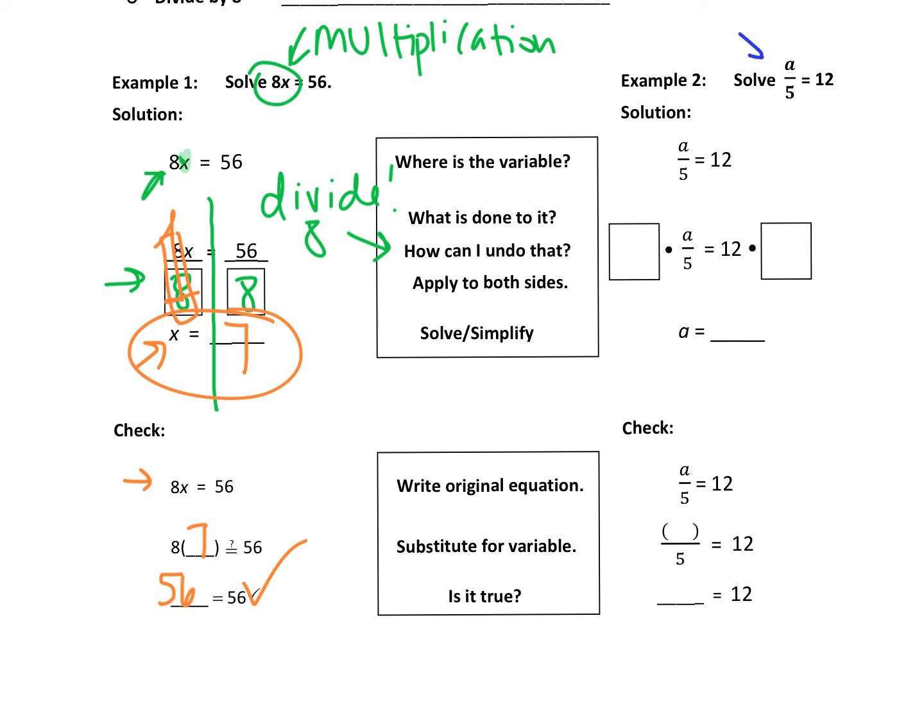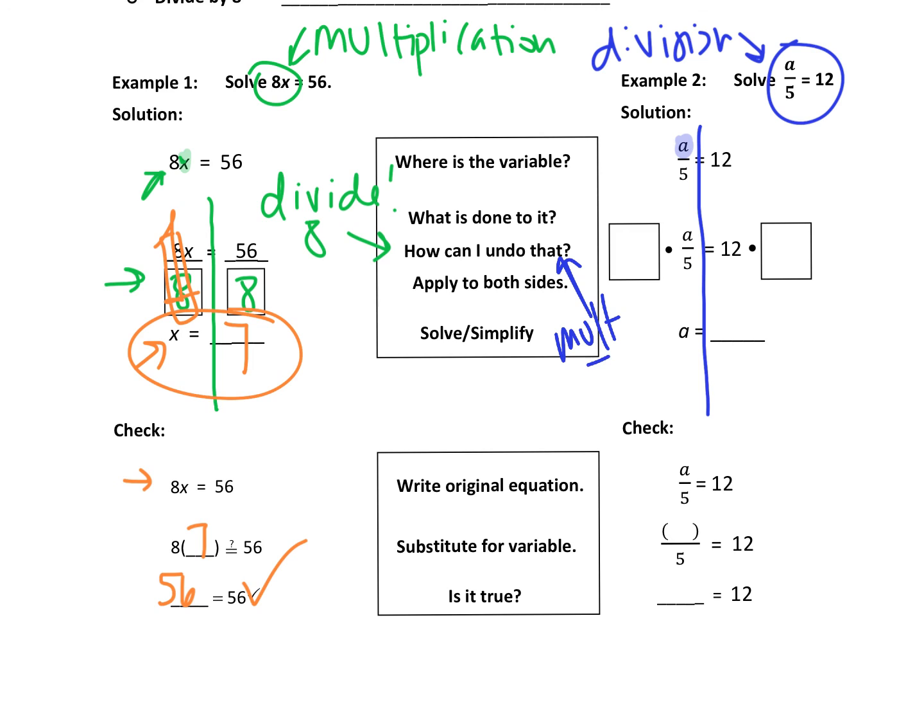Now, this problem over here is division. We won't be seeing division symbols. We now see fraction bars as division. So that problem right here says a divided by 5 equals 12. Draw that line through the equal sign, and I see my variable a is what I'm trying to get alone. And it's being divided by 5. So to undo that, we will multiply by 5.